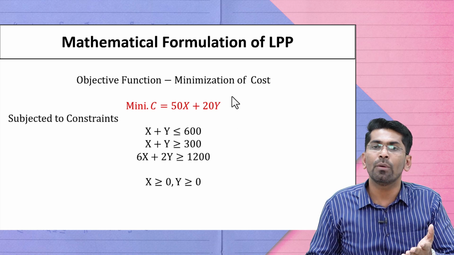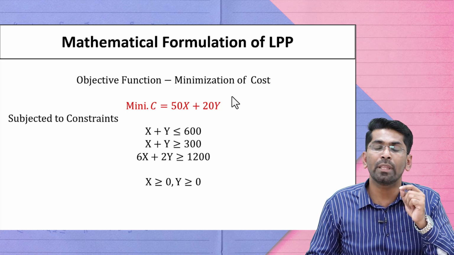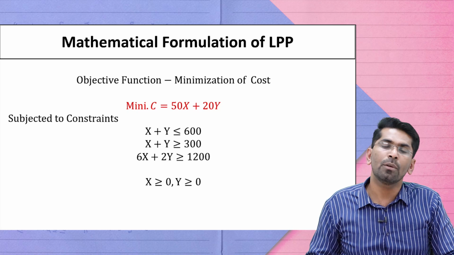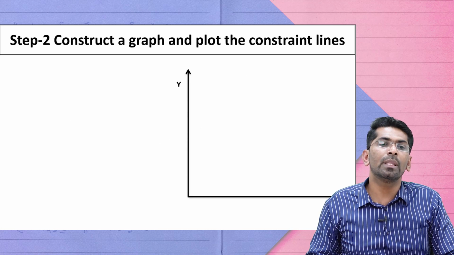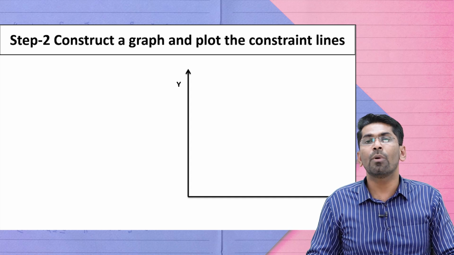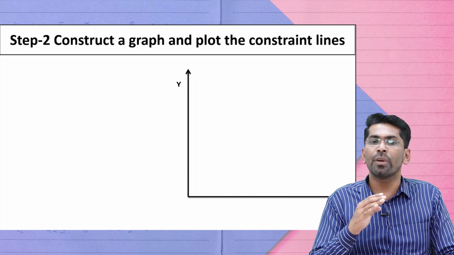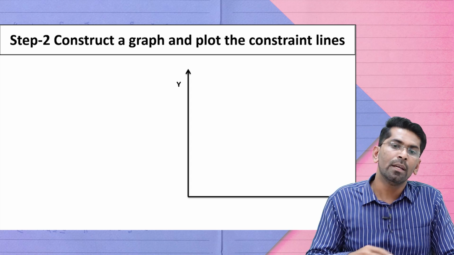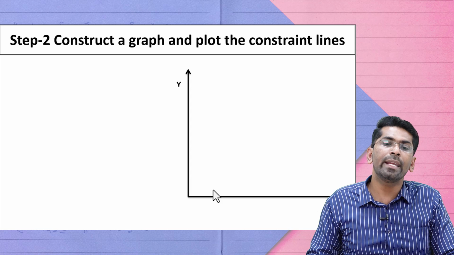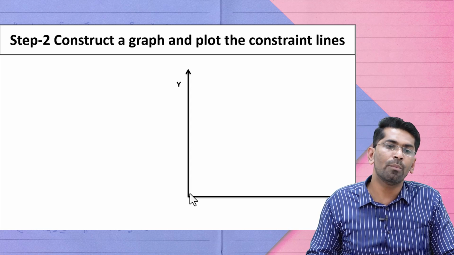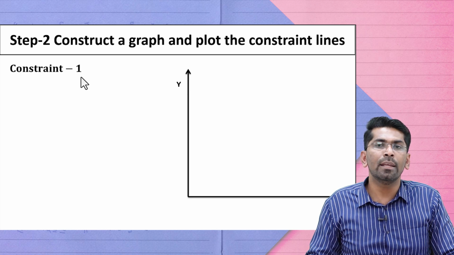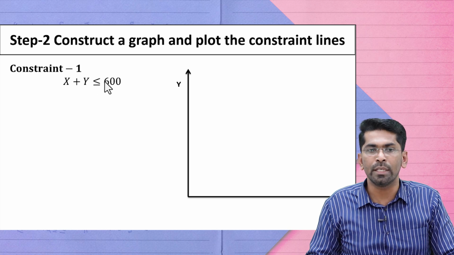The next step, we want to find the solution for the given linear programming problem. So here it is the minimization of cost. The next step is that we want to construct the graph for each and every constraint by identifying its various coordinate points. So here I am considering the graph by taking commodity x along the x-axis and commodity y along the y-axis. The first constraint I am going to consider is x plus y less than or equal to 600.